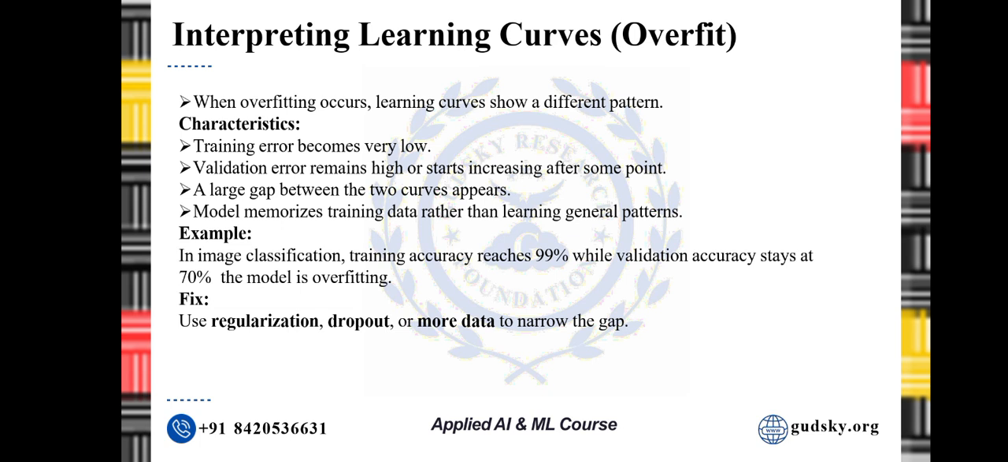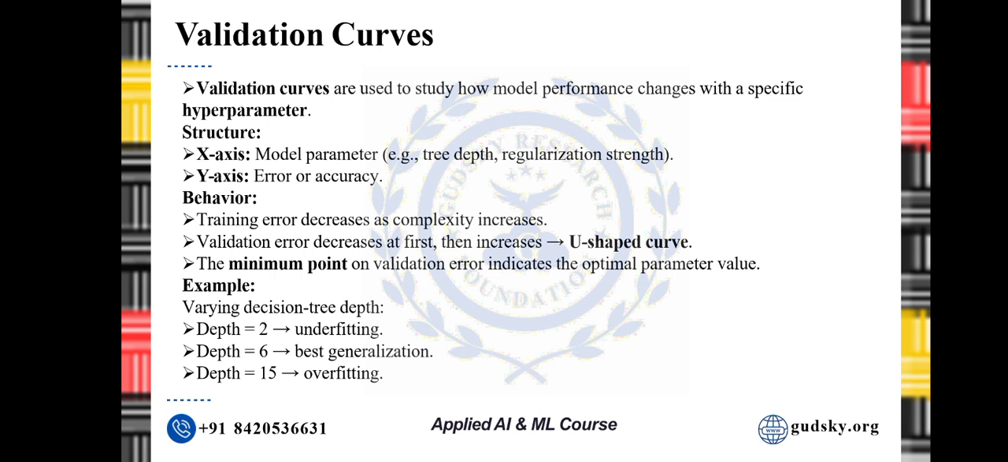Example, suppose you are training an image classifier. Your training accuracy reaches 99%, but validation accuracy stays around 70%. That means the model has memorized training images and failed to generalize. So, fixes for this are adding regularization like L1, L2 or dropout, using data augmentation, reducing model complexity, and collecting more diverse training data. Remember, a healthy model's learning curves should come closer together, not drift apart. So, for the next slide, validation curves.